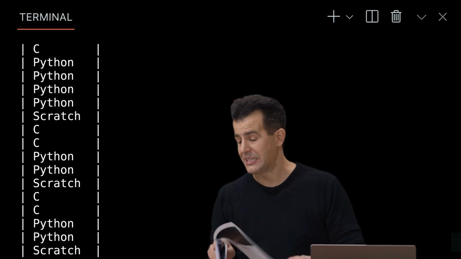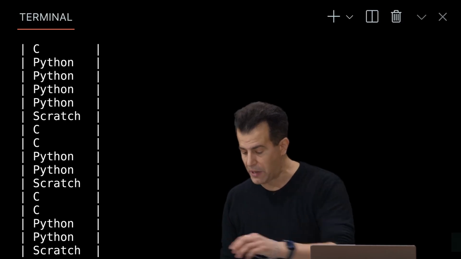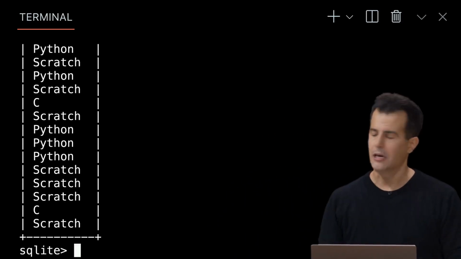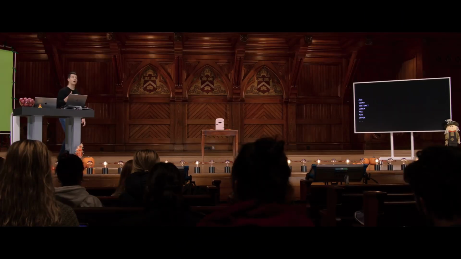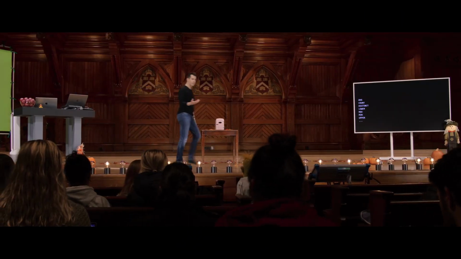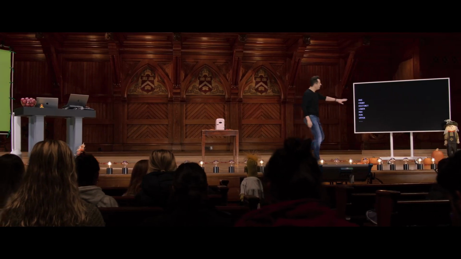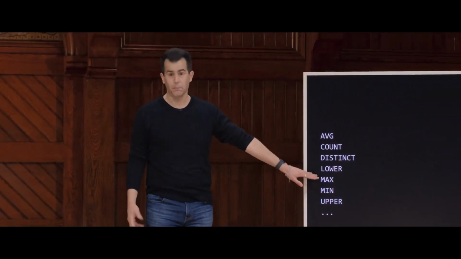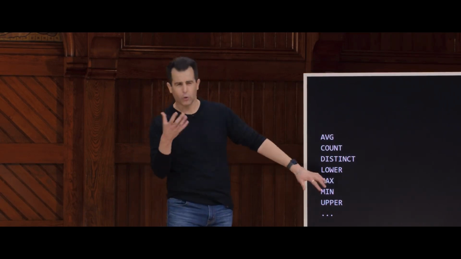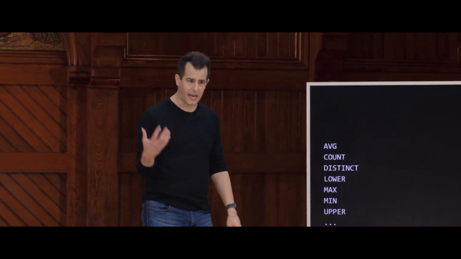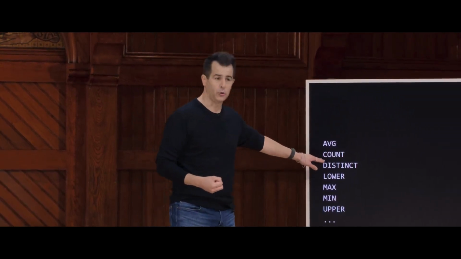All right, not that interesting still, because it's just a big column of data. But now things get more interesting. It turns out in SQL that there are functions that come with this language, just like C, just like Python. In SQL, some of the more useful ones, some of the simpler ones are these here: average, count, distinct, lower, max, min, upper, which pretty much do what they say. And count is a particularly useful one.